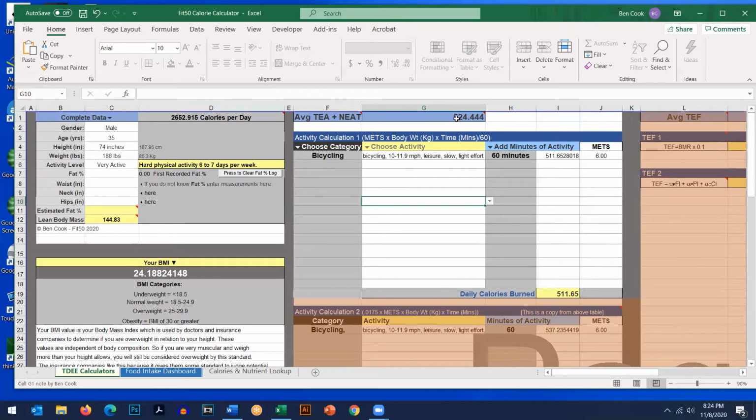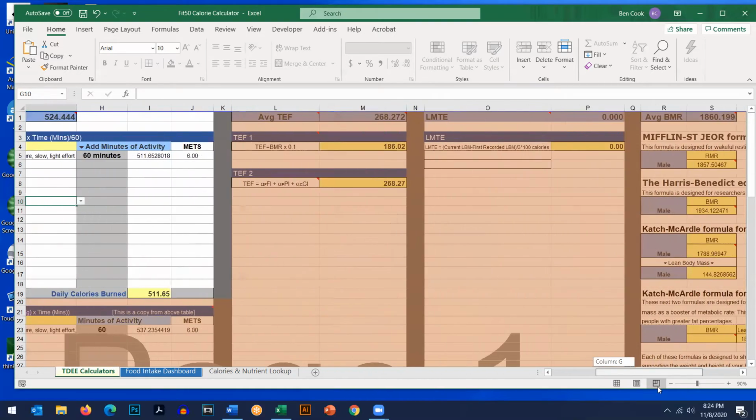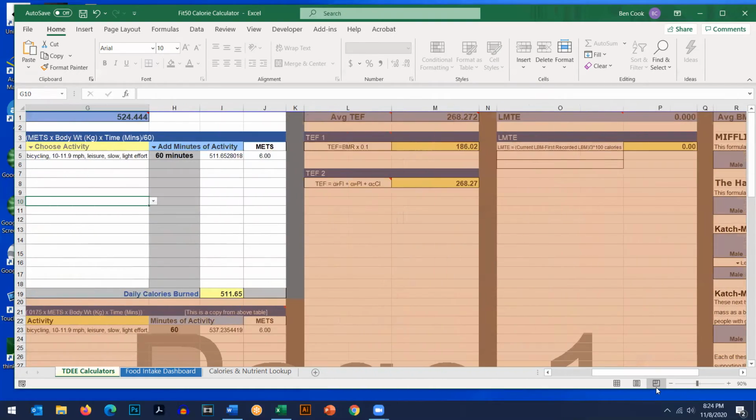The reason why it's 524 rather than 511, you're asking. Okay, so what happens is we also have two other areas to think about. And one of those areas is thermal effect of food. And I've got some foods already loaded in over here. So I've got some extra calories that are going to be added in. As soon as we start eating carbohydrates, fats, and proteins, our body starts increasing its metabolism to try to digest the food.